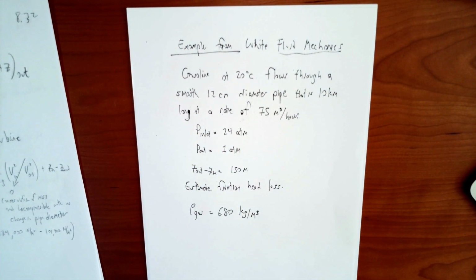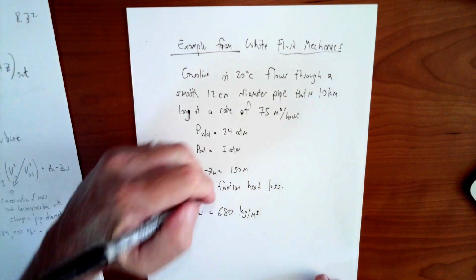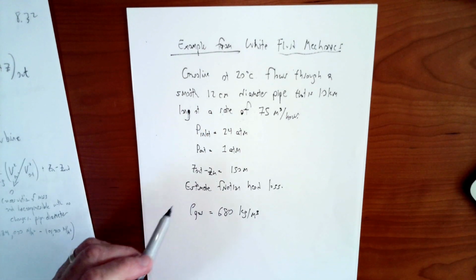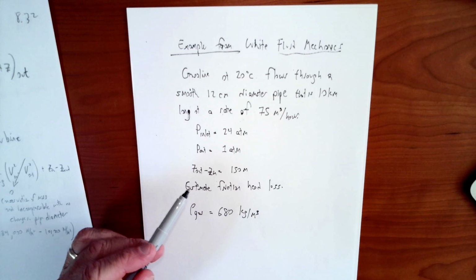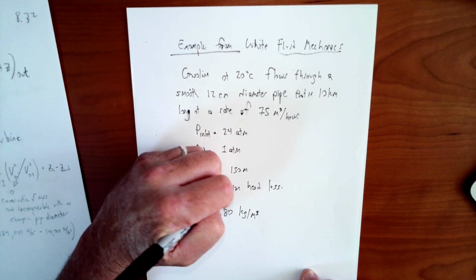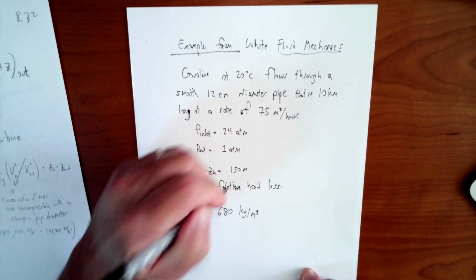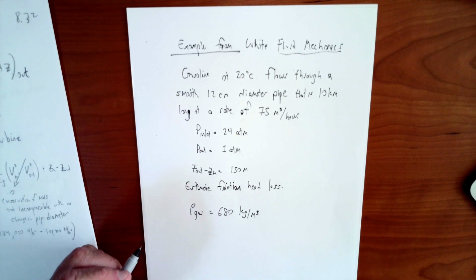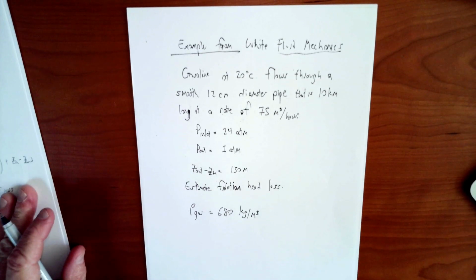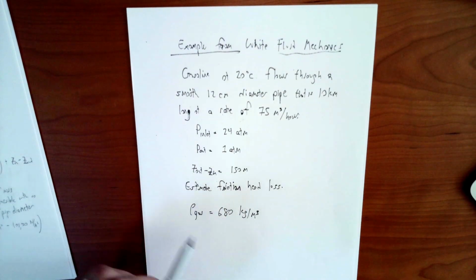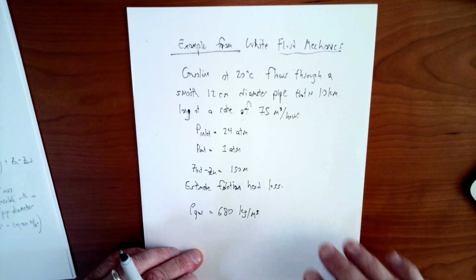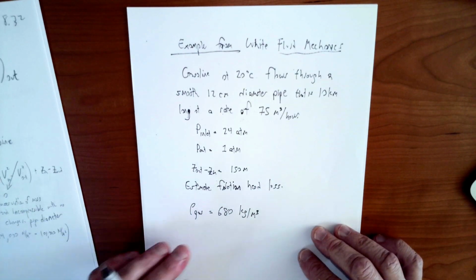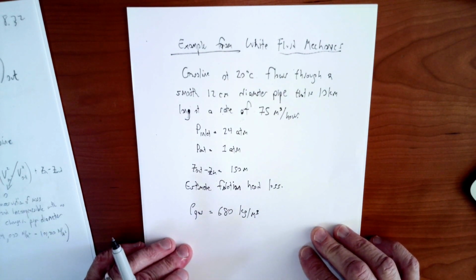The inlet pressure at the pipe is 24 atmospheres, and the outlet pressure is 1 atmosphere, and there's an elevation change. The pipe goes up so that the outlet is 150 meters higher than the inlet elevation. We're being asked to estimate the friction head losses, that term H friction in that prior equation. We're told the density of gasoline is 680 kilograms per meter cubed. We're going to do this using that head loss equation.